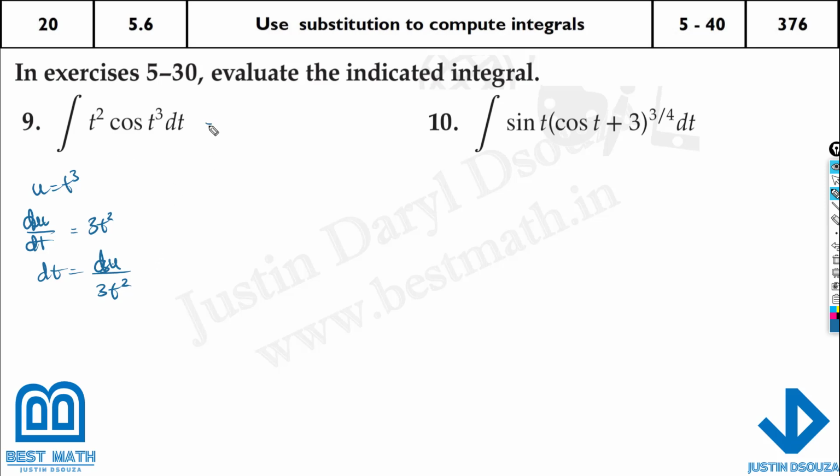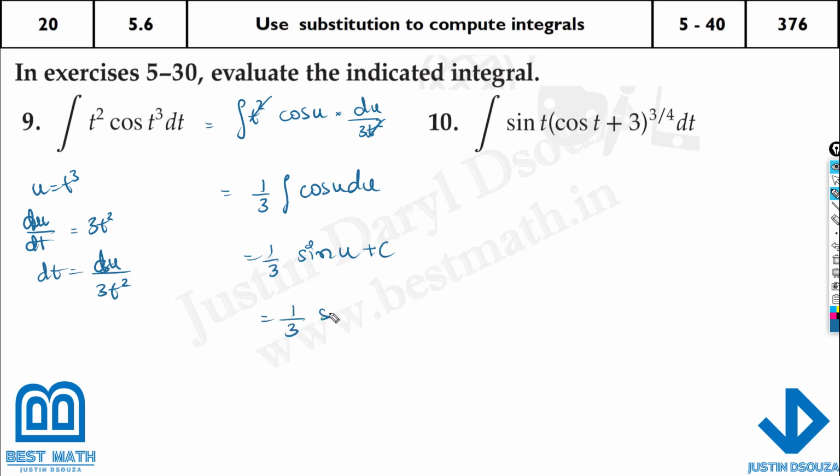So now this will entirely change into t squared cosine u, because t to the power 3 is assumed to be u. Instead of dt, what do we have? Du by 3t squared. T squared cancels off, and you have 1/3 outside, integral cosine u du. And what is the integration of cosine? It is sine, positive sine u plus c. And we have to substitute whatever is u back in over here. U is t to the power 3. That's plus c. So that is the answer.